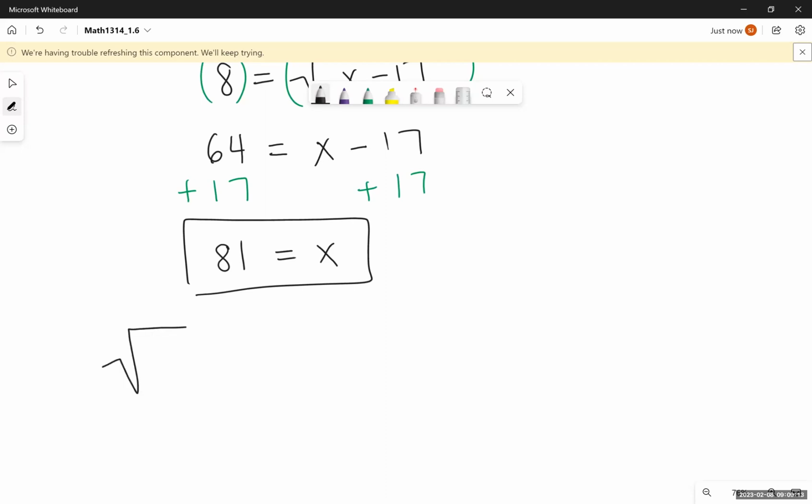Okay, so I do the square root of 81. This is me checking it, okay?